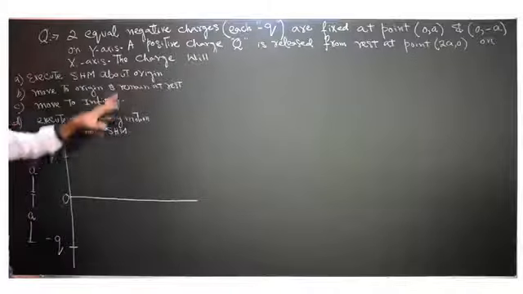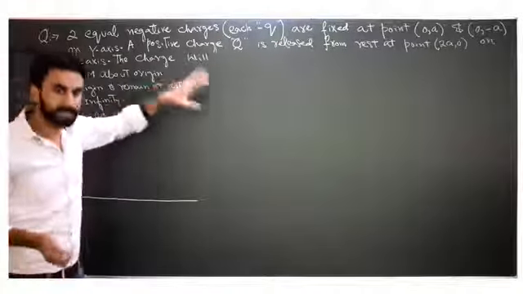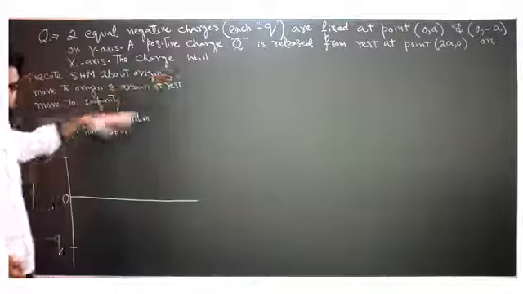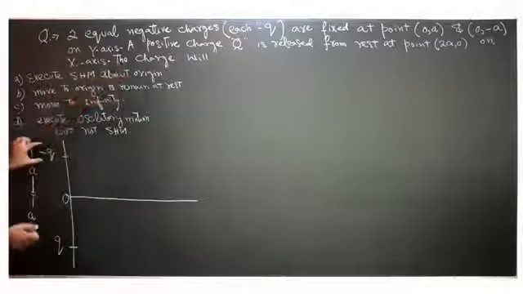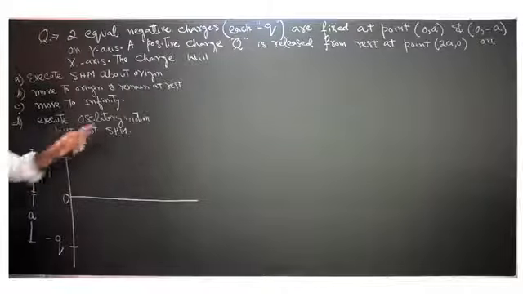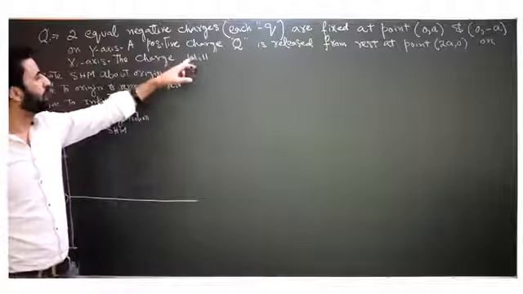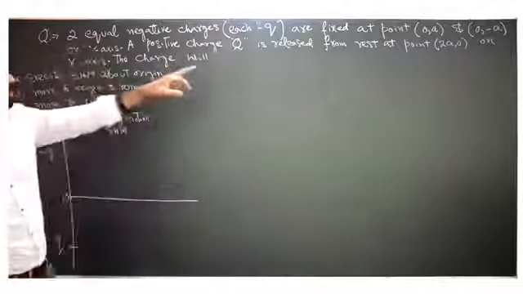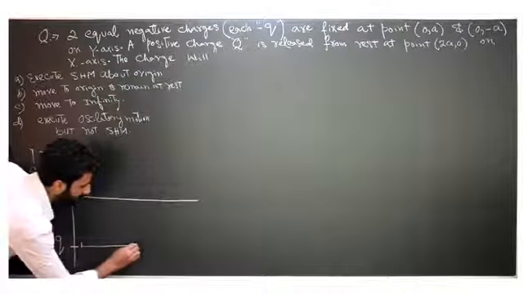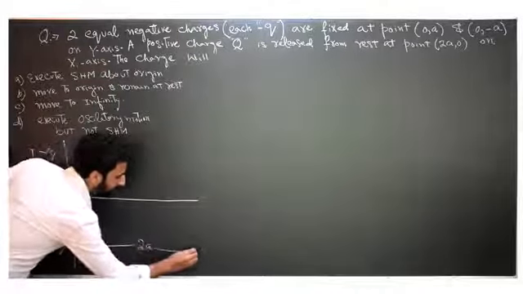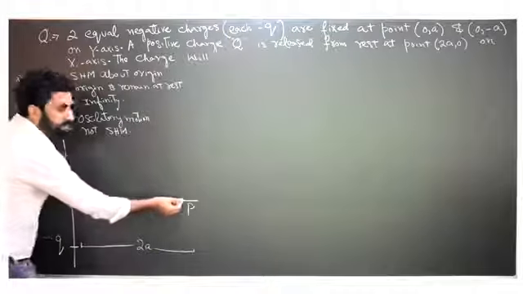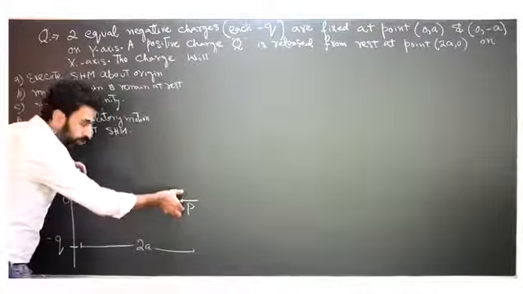Drawing the free body diagram is the most important step as far as solving a particular problem is concerned. So the first part of the free body diagram is done. We have two equal charges minus q placed on the y-axis at a distance a and minus a respectively. Then we have another positive charge of magnitude capital Q, released from rest at the point (2a, 0). Let's suppose the distance from the origin up to this point is 2a. Let's call this point P. You are releasing a charge capital Q, which is positive in nature.